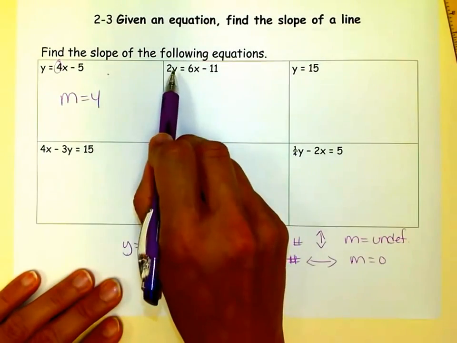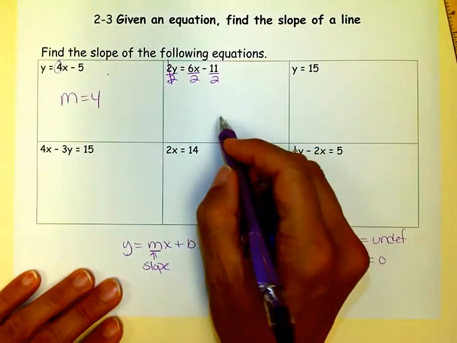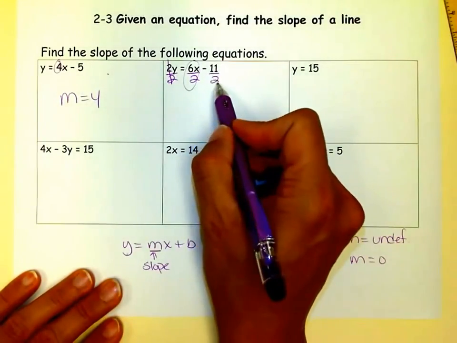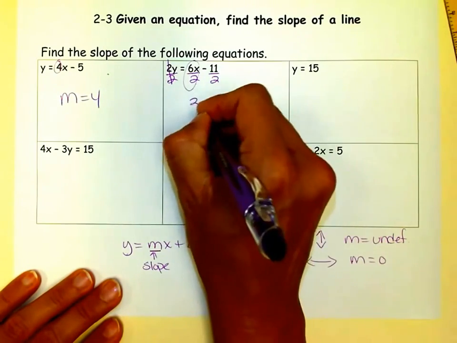Right here to find the slope, y is not alone, so I need to divide everything by 2. Remember, I really just care about what's in front of x. I don't really care about this. This is the y-intercept. They didn't ask me for the y-intercept. 6 divided by 2 is 3, so my slope is 3.